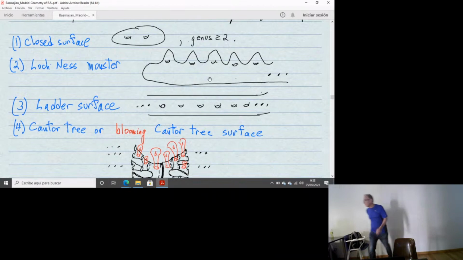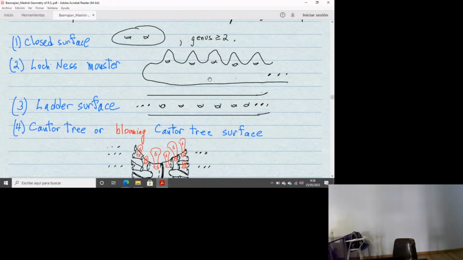So let me explain this. Remember, I'm starting with a QCH surface. So the surface is either homeomorphic to a closed surface. It's the first thing that can happen. That's obvious because of what we said before. It could be homeomorphic to the Loch Ness monster. That's the Loch Ness monster, one end, infinite genus. Okay. It could be homeomorphic to the ladder surface, 2 ends, infinite genus on both sides.